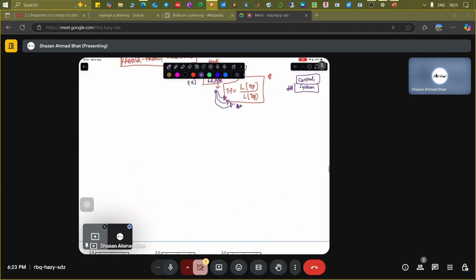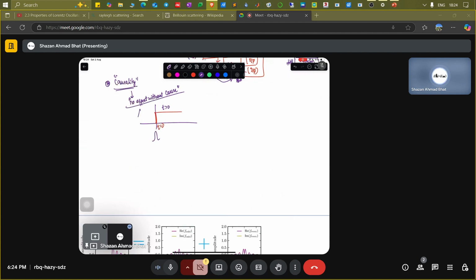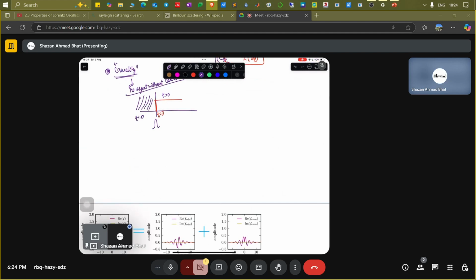So the concept here is that there is a concept called causality. As per the causality concept, what it says is that you cannot have an effect without the cause. No effect without cause. That means if you have, for example, a system, and you are giving a certain impulse at t equals 0, then you can expect the response at t greater than 0. There should be no response at t less than 0. So that is the meaning of causality. You cannot have a response without the cause. That is the fundamental thing about causality, and it's a very deeper concept.